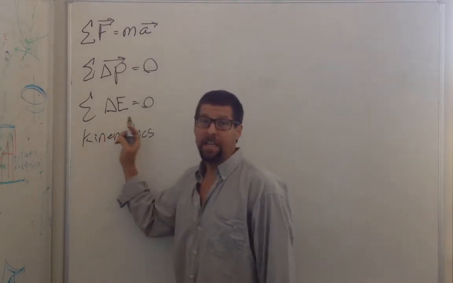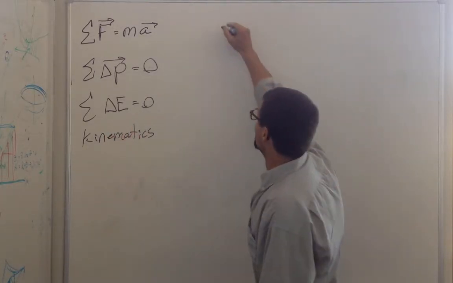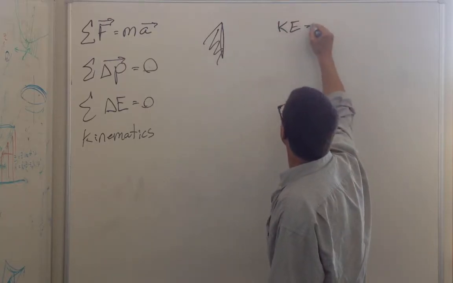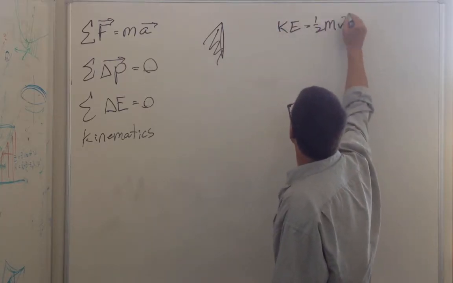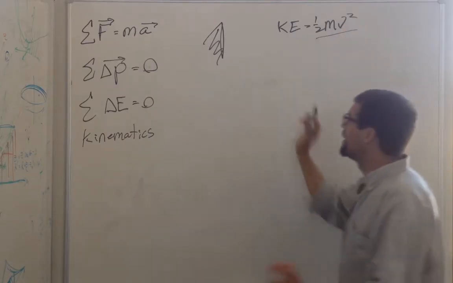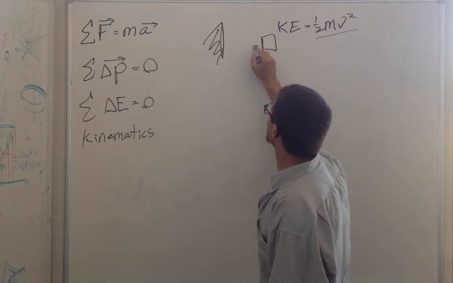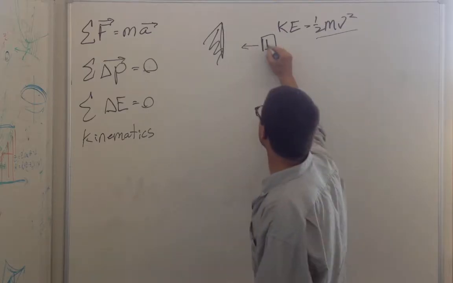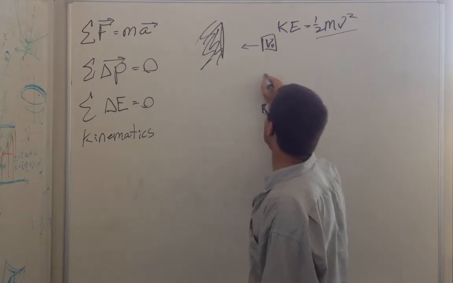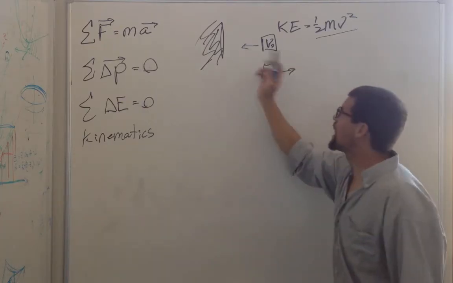Now energy is not a vector, it's a scalar. For instance, kinetic energy. Kinetic energy is 1/2 mv squared. That has no direction because you're squaring the velocity. And for sure, if an object has a certain amount of kinetic energy and it hits a solid surface and bounces back, it exchanges momentum.